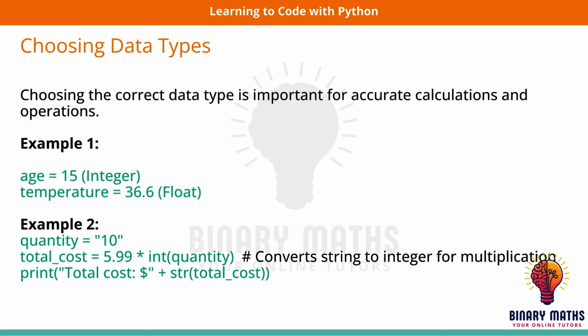So ultimately with this example, what we see is that this code converts the string 10 to an integer and multiplies it by 5.99 to get the total cost. So if the cost of one item was $5.99, it will multiply it by 10 to give us what the total cost of those items is.